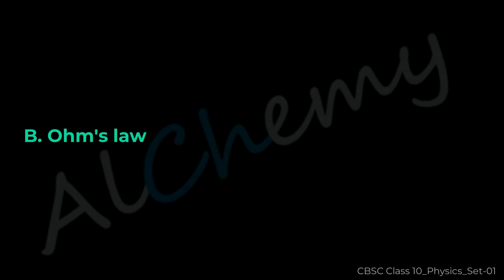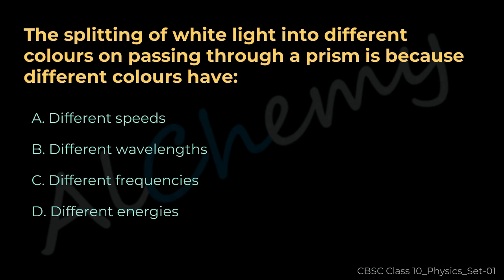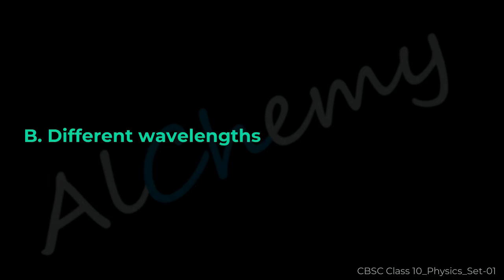Ohm's law. Question 20. The splitting of white light into different colors on passing through a prism is because different colors have A. Different speeds, B. Different wavelengths, C. Different frequencies, D. Different energies. The correct answer is B.